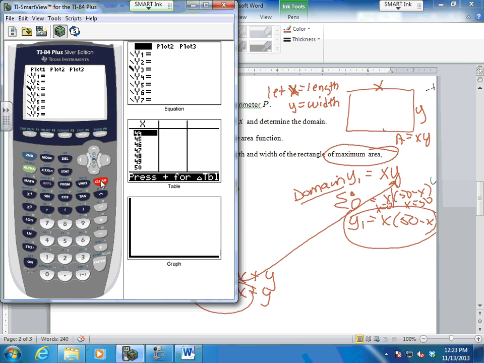So let's put in x times 50 minus x. Now, let's change your window. We said x is going to about 50. So I'm going to make it 75, just so that I can see the whole thing. What should I make my y max? Okay, let's do 100. Let's see what happens.